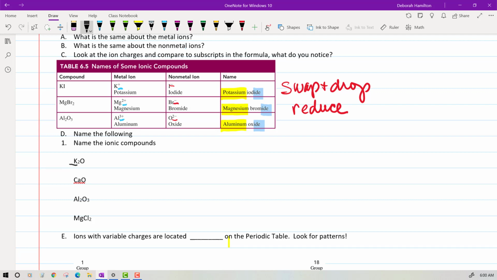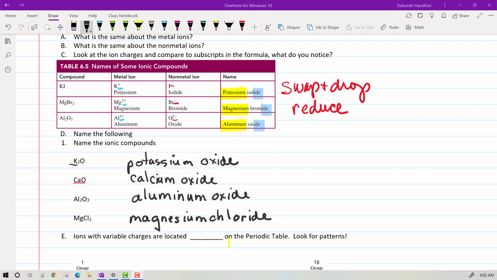All right, so K, that's a group 1A metal. It's potassium. And then we have O for oxygen. But we've got to remember to change the ending to "ide." So potassium oxide. And I'm going to correct this because unless we're at the beginning of a sentence, we shouldn't uppercase the name. So potassium oxide. All right, so pause the video and then come back and check your answer.